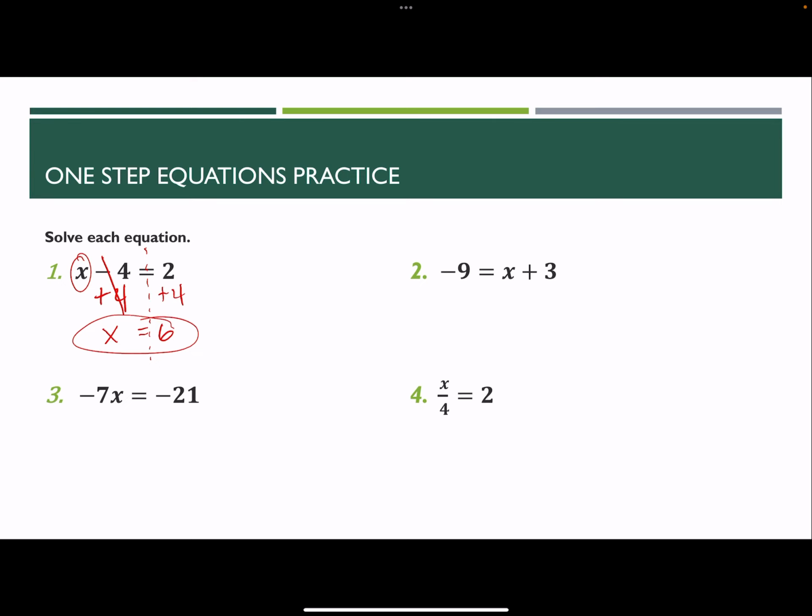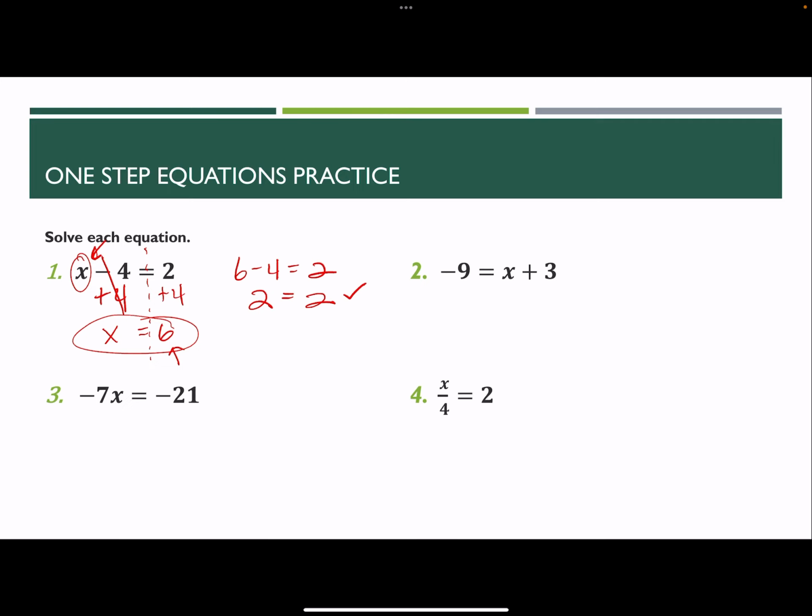The other thing that hopefully you remember you can do when you're solving equations is check your answer to make sure you got the correct answer by taking this value for x and plugging it back into the original equation. So 6 minus 4 equals 2. And so 6 minus 4 does equal 2, and 2 is equal to 2. Because when I plug in, that makes that equation true, I know that I got the right answer.